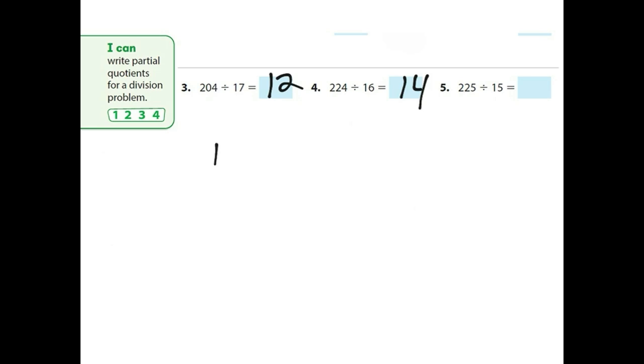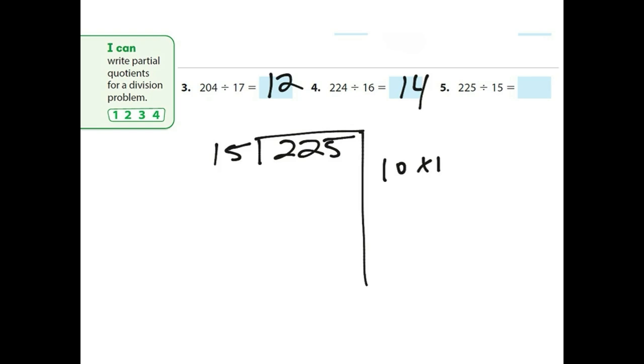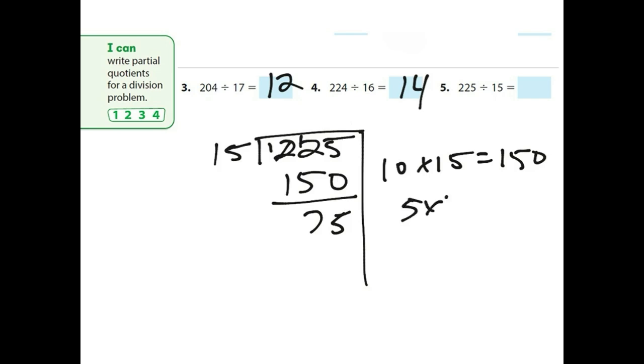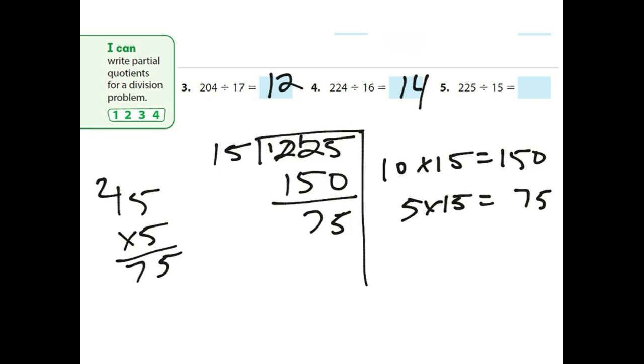Alrighty, so 15 into 225. Well, I know that 10 times 15 is going to be 150. 5 times 15 is 75, right? 2 plus 5 is 7, so 75. So, 15.